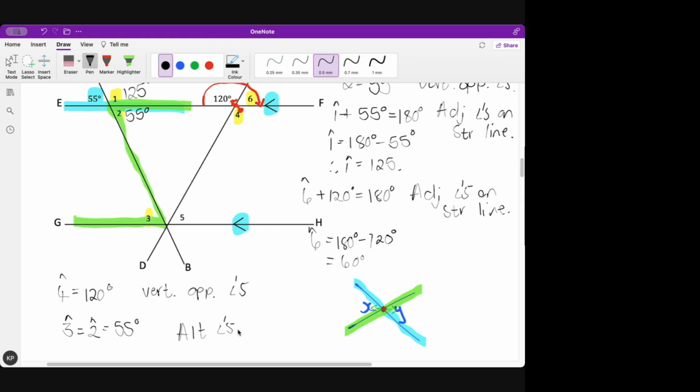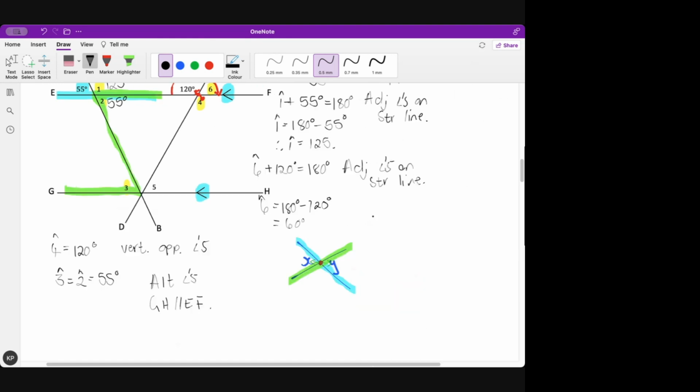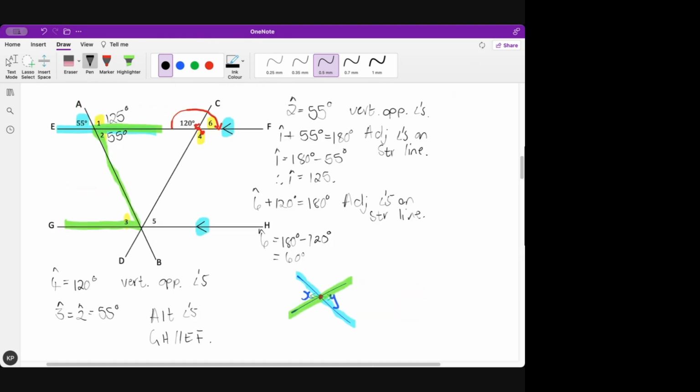Ilham, does it make sense? Thanks, Bohlale. The reason is GH is parallel to EF. Wonderful, I'm glad you understand. Let me zoom this out for our screenshots. Can I have a thumbs up, thumbs down on this question, please? Wonderful.